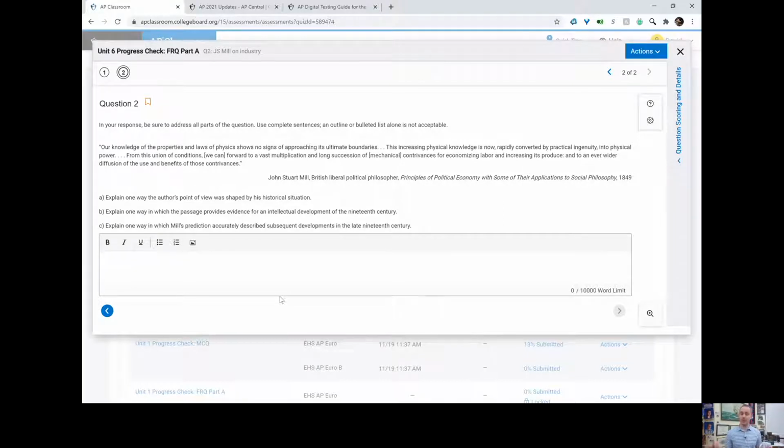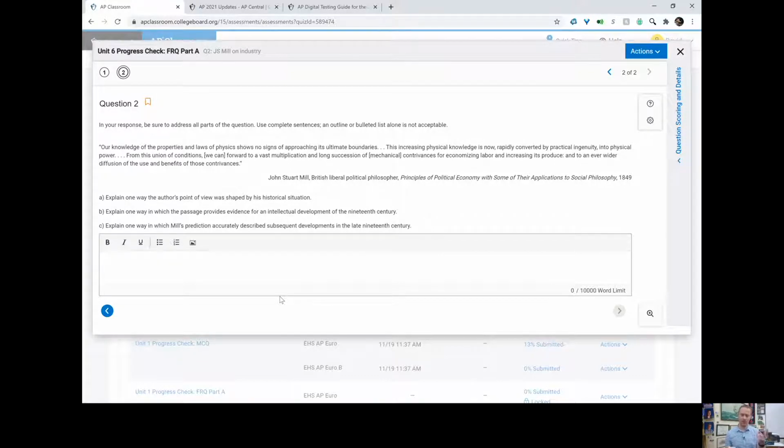If you know anything about history, particularly European history at this point in time, 1849, we've got some stuff going on with the Industrial Revolution, don't we? Yeah, Industrial Revolution, okay? I'm not going to read the stimulus. We don't need to know that right now. We need to know what's going on in England, because this dude is British, right?